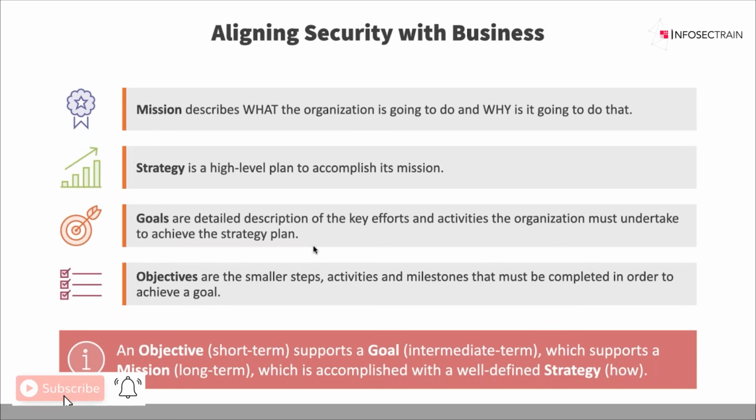Objectives are more short term, goals are more intermediate term, and missions are really long term. The strategy is more of the how: how are we going to achieve our mission? Strategy will help you. And again, as I said, as a security professional or security manager, your goal is to align security with the business. That's one of the most important concepts that you will have to understand. I hope this is clear to everybody.